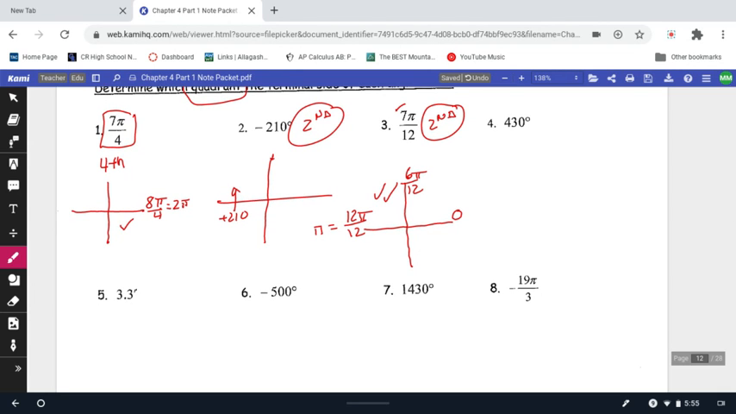430 degrees. For anything that's greater than 360, I just subtract 360 from it to get an angle that I know is in between 0 and 360, which is 70 degrees. So 70 degrees would be in the first quadrant, because 430 and 70 are coterminal angles.